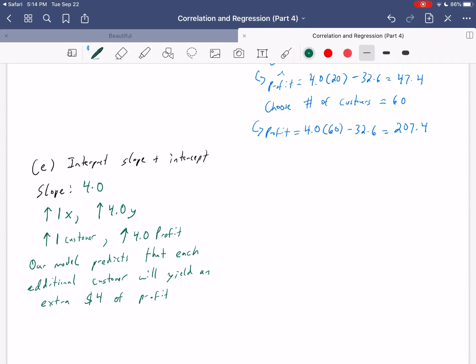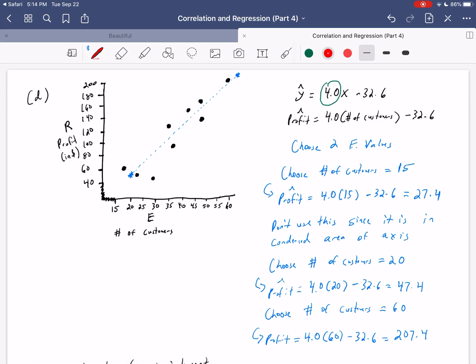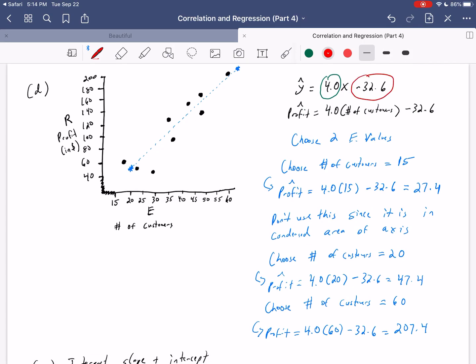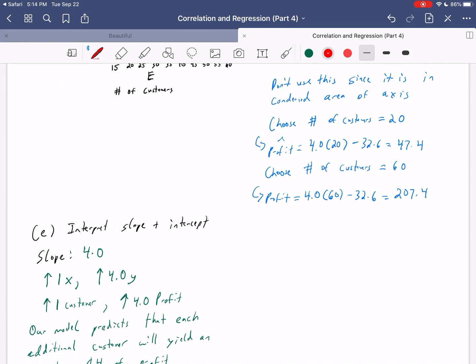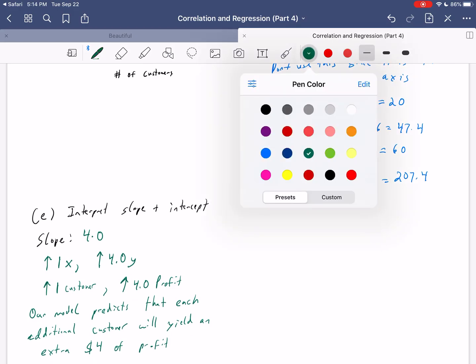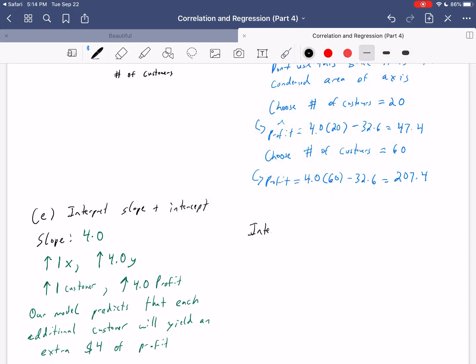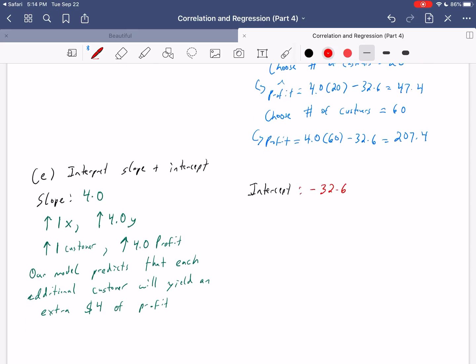All right, let's go ahead and talk about the intercept as well. So the intercept is this value, the negative 32.6. So the intercept here is the negative 32.6. What does the intercept mean? Well, remember algebraically, the intercept means that when x is 0, y is negative 32.6.